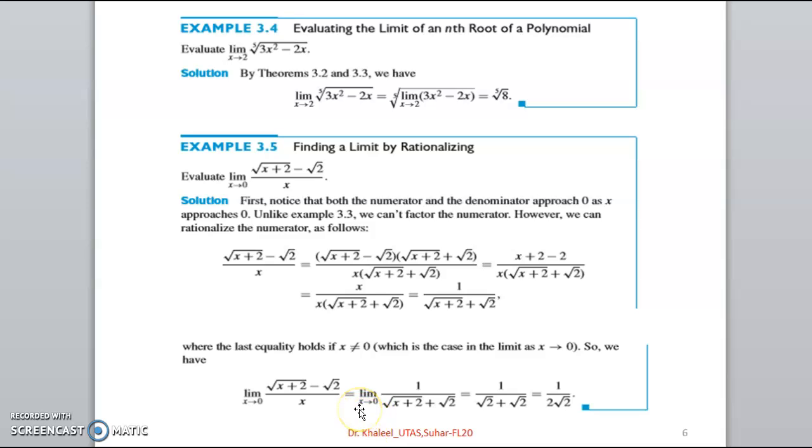What is the limit of 1? It is 1, because the limit of a constant is that constant. So for the limit of the denominator, I put x equal to 0, and you see root 2 plus root 2, 2 times root 2, so the answer is 1 upon 2 root 2.